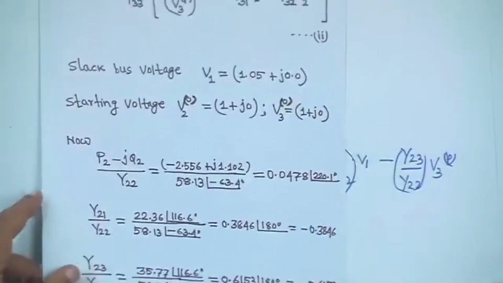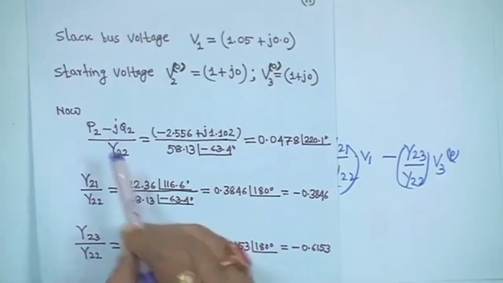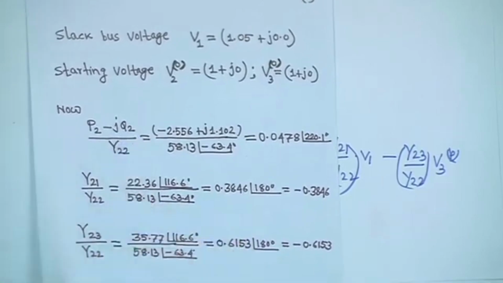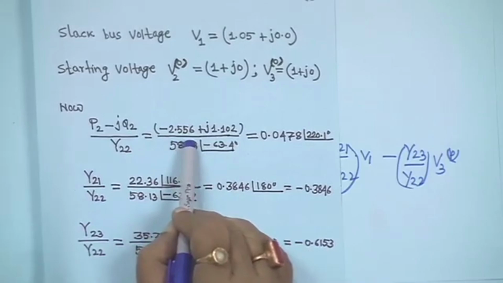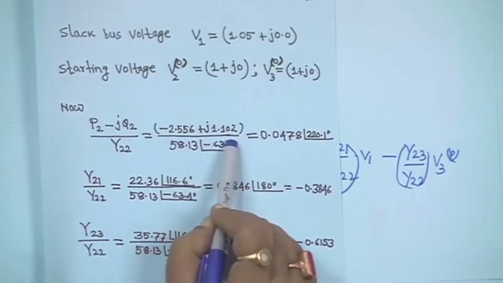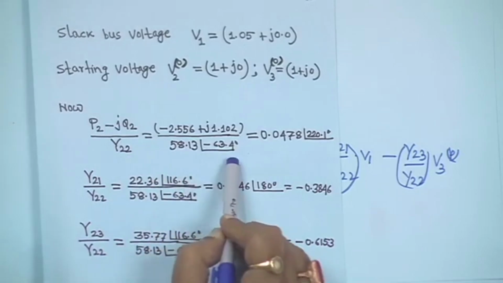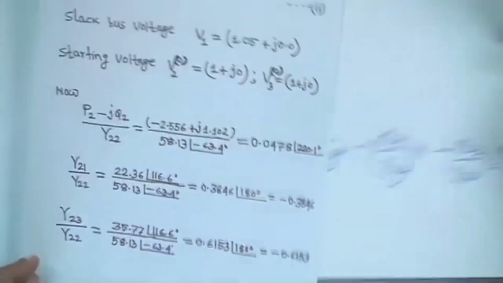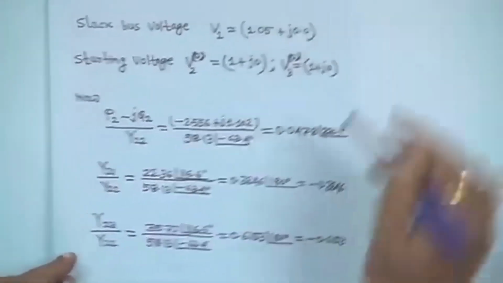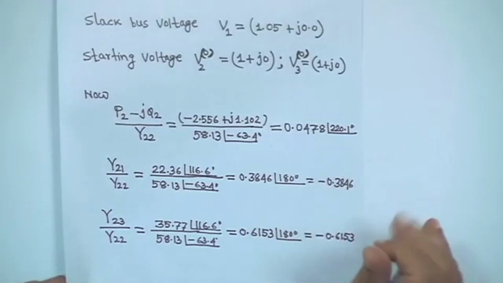Therefore, for P2 minus jQ2 upon Y22, P2 and Q2 we have already got as per unit values, as I have shown before. So, this is minus 2.556 plus j1.102, and Y22 we have also got as 58.13 angle minus 63.4. So, this will come to 0.078 angle 220.1 degrees.